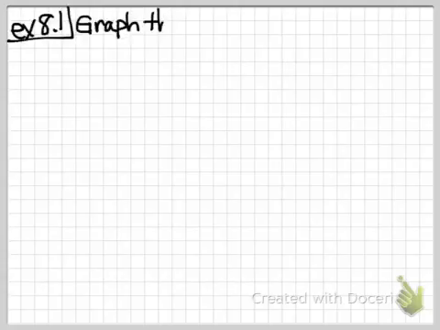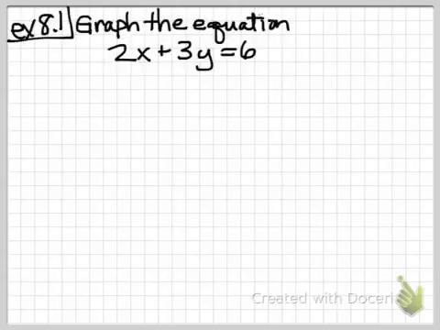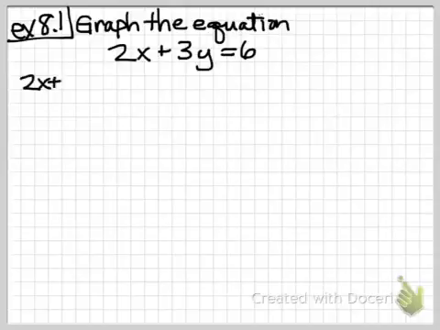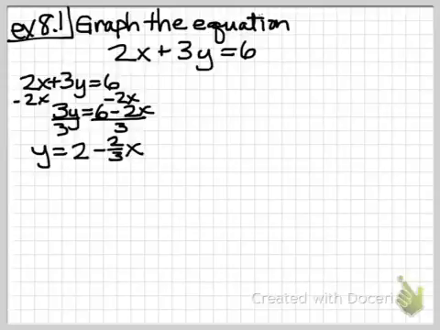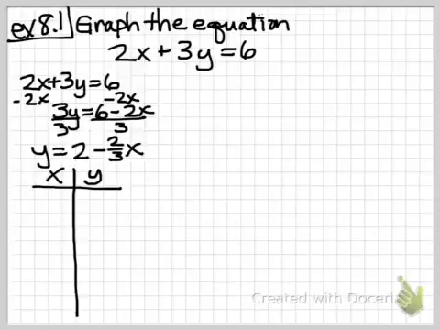So for example, if we want to graph the equation 2x plus 3y equals 6, we're going to solve it for y first. So subtract 2x, then divide everything by 3. So we get y is equal to 2 minus 2/3 x. Then we'll make a table and select convenient values for x. That means values of x that are going to give us nice solutions.